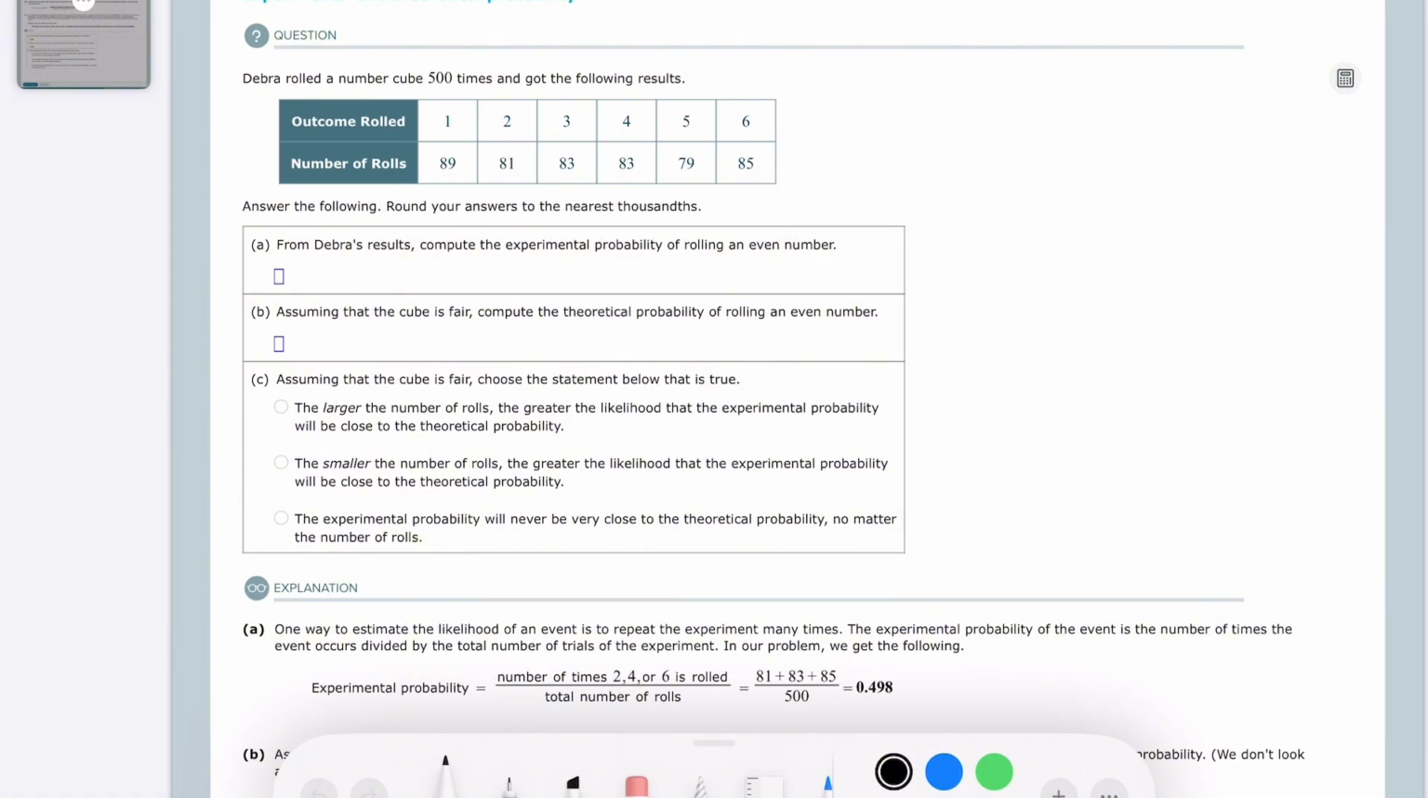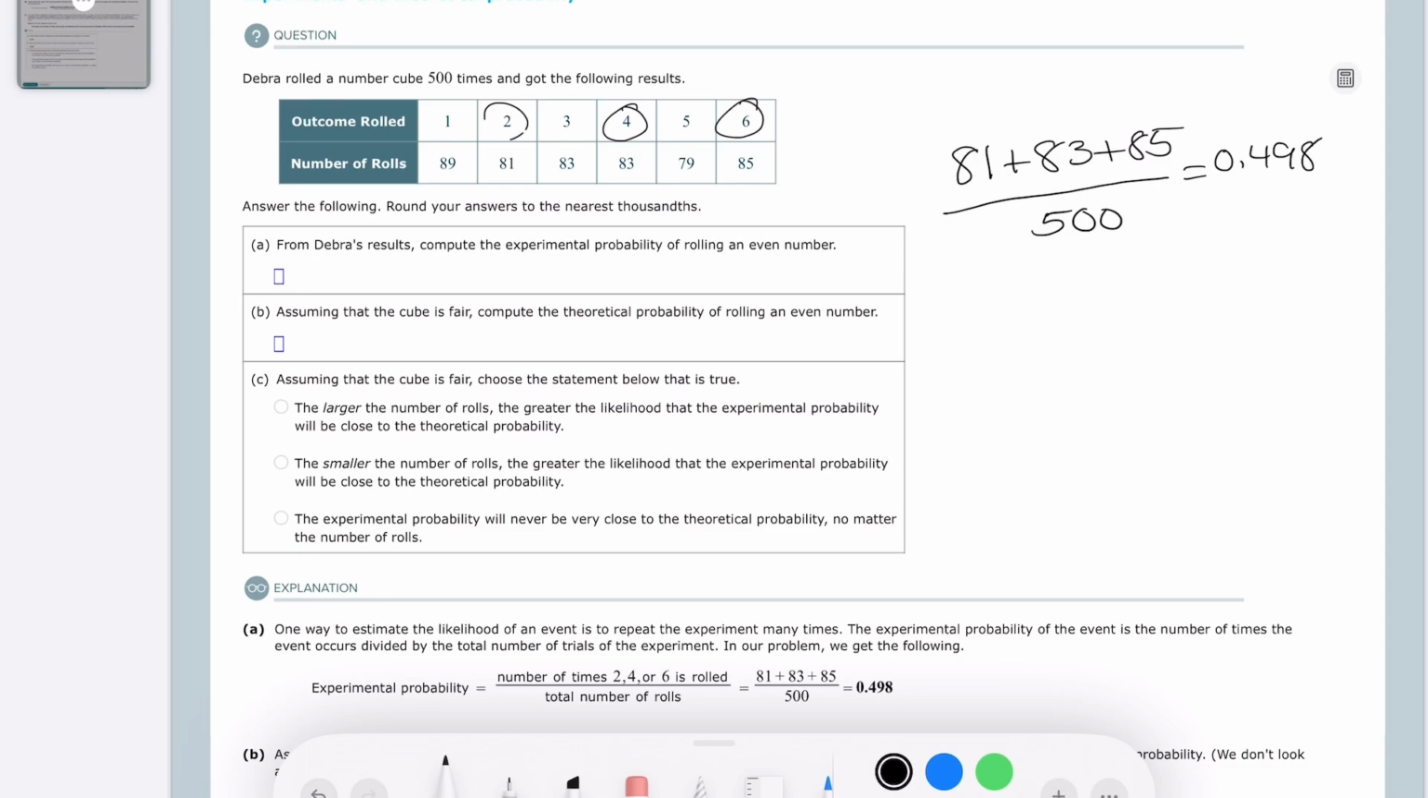Okay, so from Deborah's results, compute the experimental probability of rolling an even number. So where are your even numbers? 2, 4, and 6. So what corresponds to that would be, well, actually you can see it below, but 81 plus 83 plus 85, just in case you can't see it in the video, over 500. And then the decimal is 0.498.